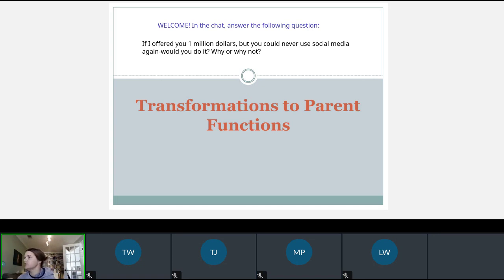All right, so we're going to go ahead and get started. Today we're working on transformations to parent functions. This goes with lesson 4.02 in your course. There wasn't a homework assignment with this, so that's why we're doing this together in class. And then at the end, I'm going to send you to take your quiz over 4.02.